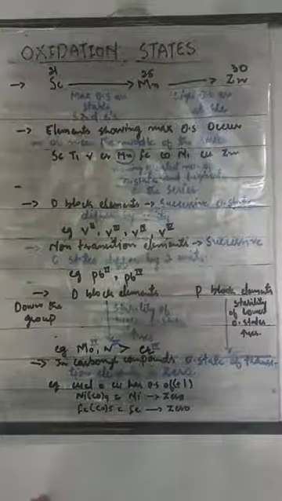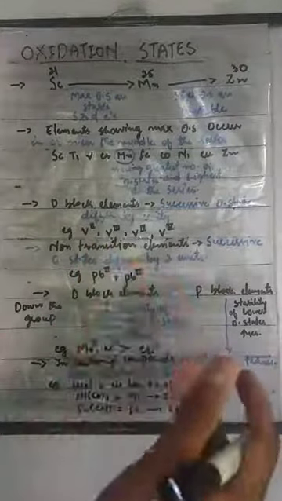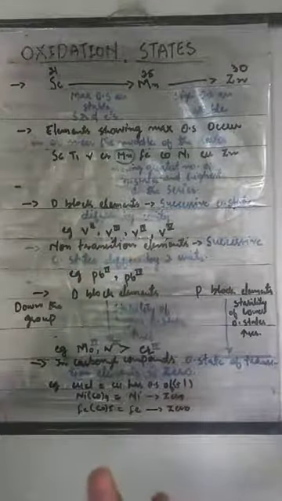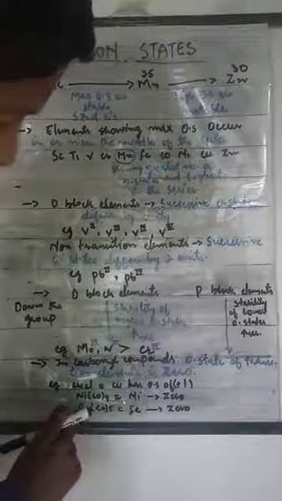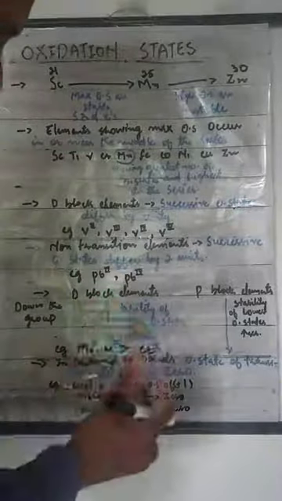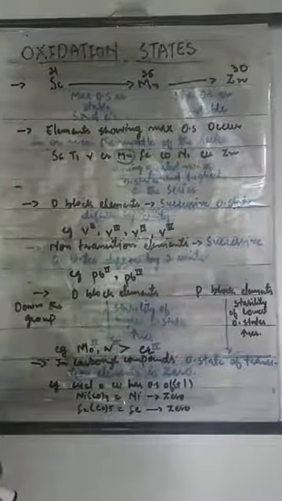Whenever a transition element forms a compound with carbon monoxide, which is called carbonyl, it acts as a ligand. It donates the shared pair of electrons. It donates both the electrons by itself to the central metal atom, and the iron and the D block element which acts as central atom has an oxidation state of 0.